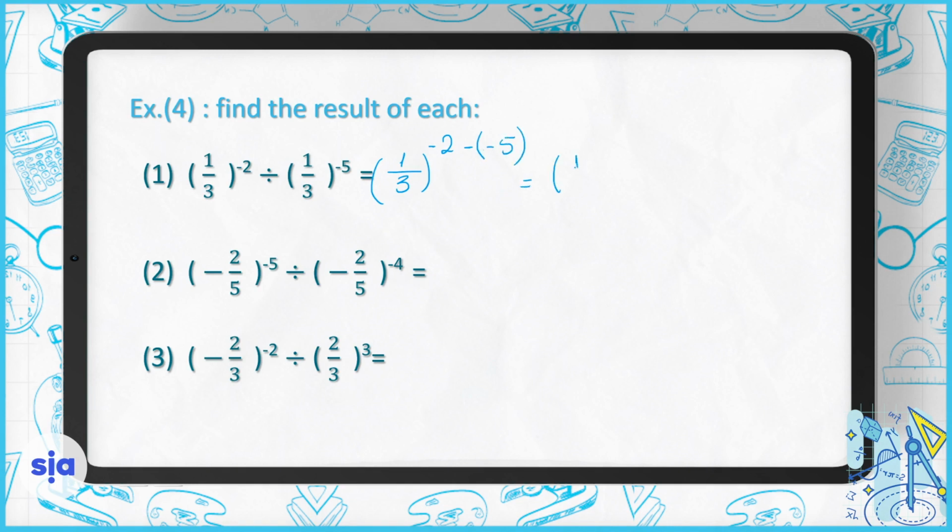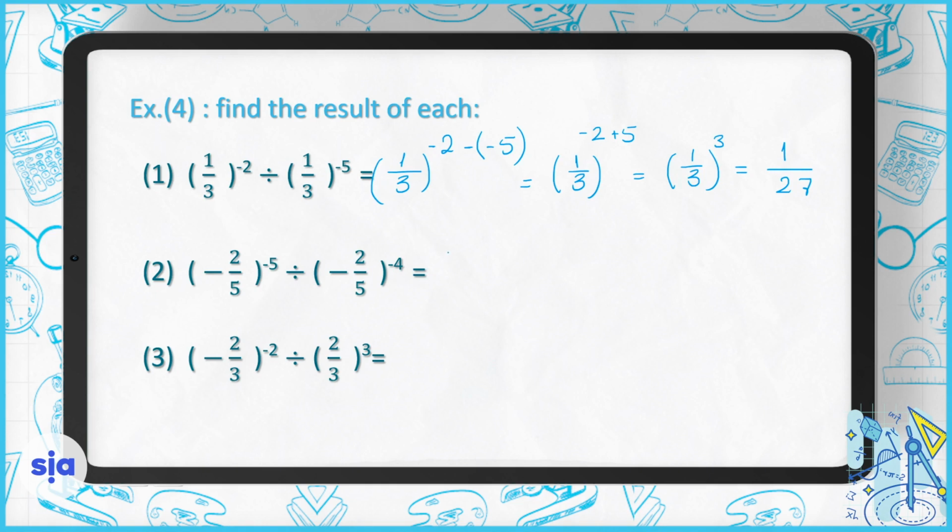So it is 1 over 3 to the power of negative 2 plus 5. Then it is 1 over 3 to the power of 3, which is 3 to the power 3, which is 27.